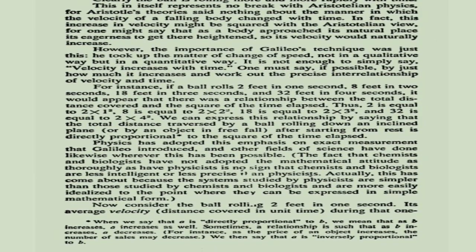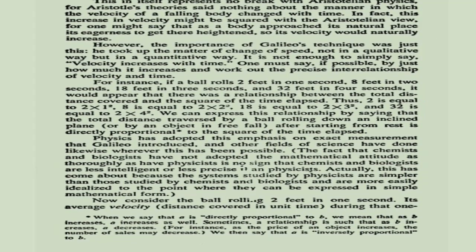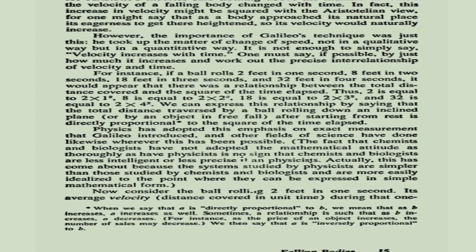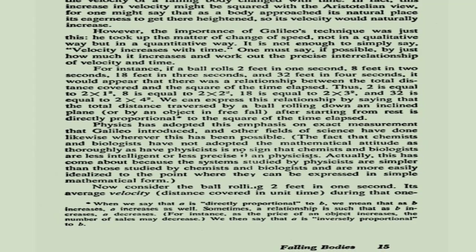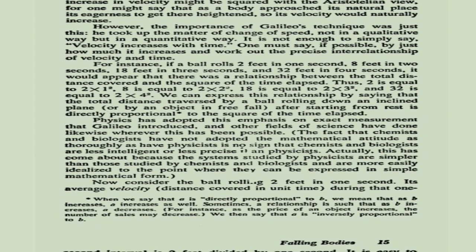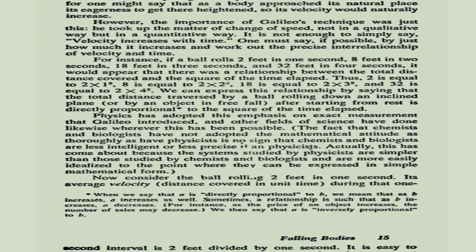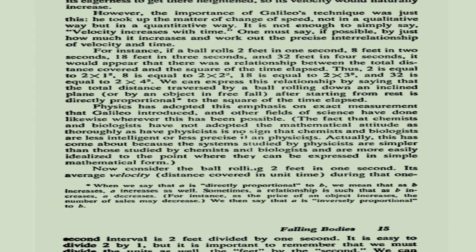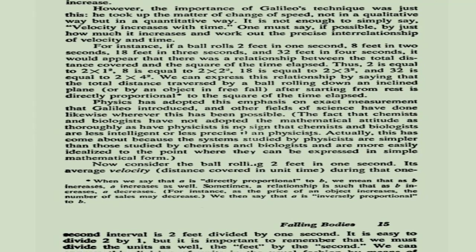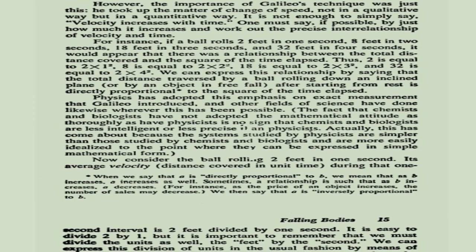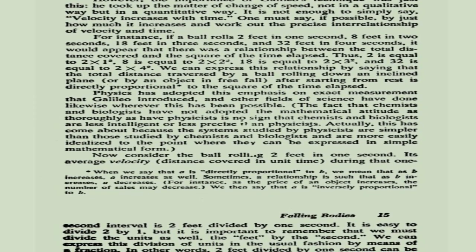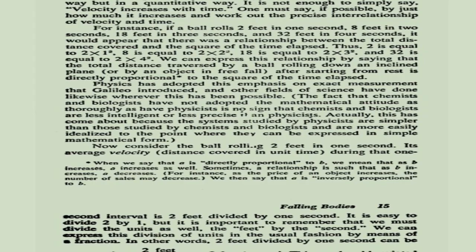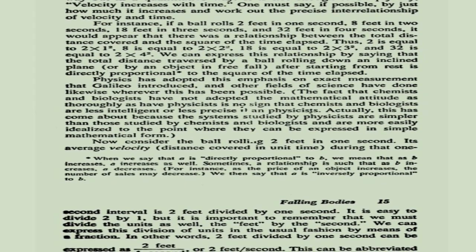Now consider the ball rolling 2 feet in 1 second. Its average velocity, that is distance covered in unit time, during that 1 second interval is 2 feet divided by 1 second. It is easy to divide 2 by 1, but it is important to remember that we must divide the units as well, the feet, by this second. We can express this division of units in the usual fashion by means of a fraction. In other words, 2 feet divided by 1 second can be expressed as 2 feet over 1 second, or 2 feet/second. This can be abbreviated as 2 ft/sec, and is usually read as 2 feet per second.